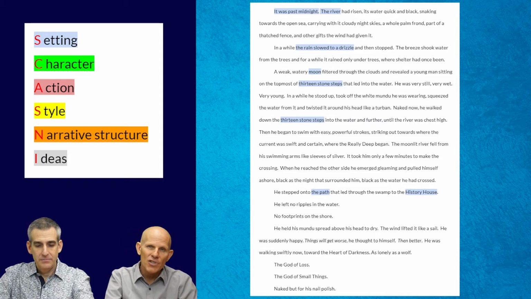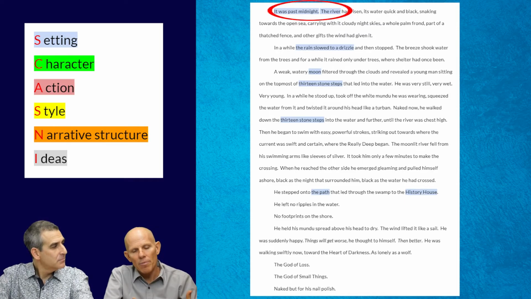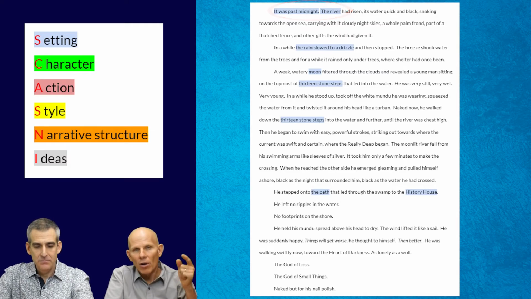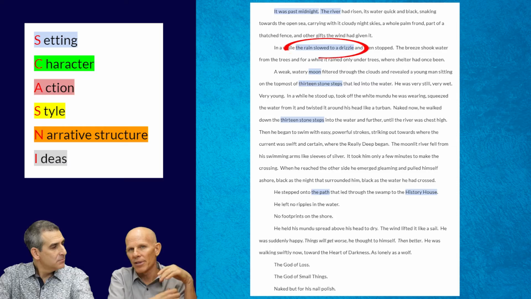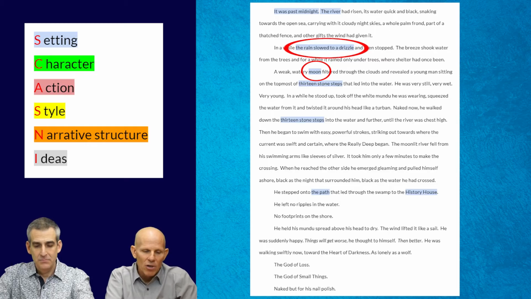So S stands for setting. Again, this is part of our CHORAL acronym. The setting is important. We notice it's midnight. We see also the setting of the river, and the river is quite powerful. It's taking with it different fences and different aspects. We also see that the rain had just stopped, and I think this creates a really serene and beautiful atmosphere with the moon and the rain stopping. It's quite mystical and important.